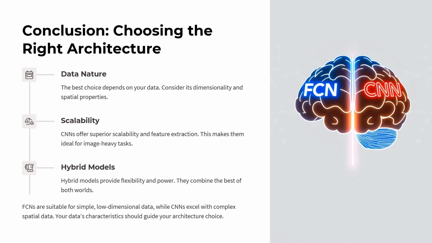Choose the architecture based on the complexity and type of your data. Use FCN for simple, low-dimensional inputs. Use CNN for complex image-based or spatial data.